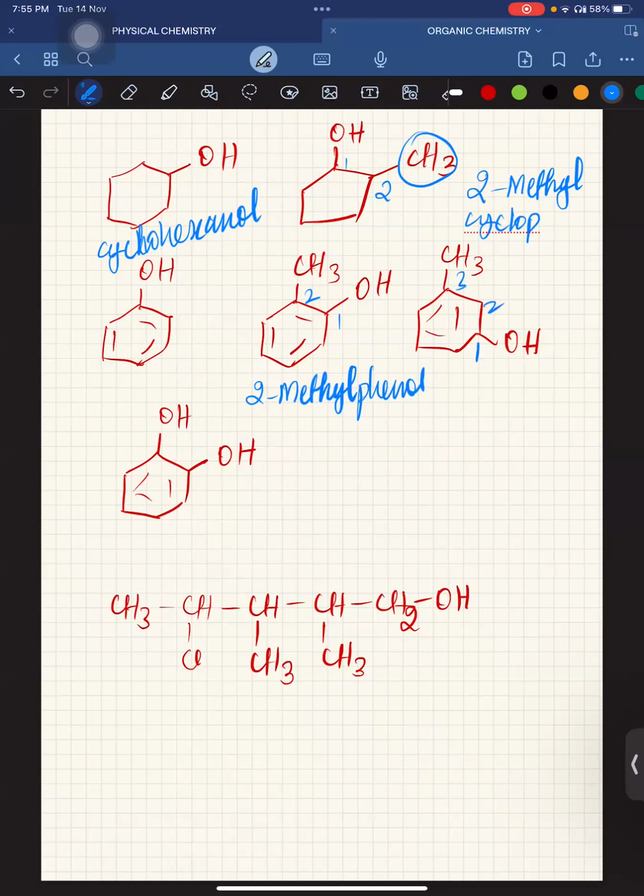Now you can see 1, 2, 3. So you can write 3-methylphenol, or you can also write meta, m-methylphenol. This is your phenol. And this is your benzene-1,2-diol.